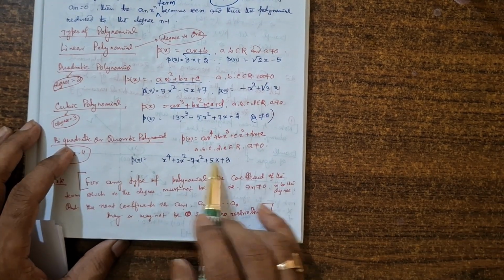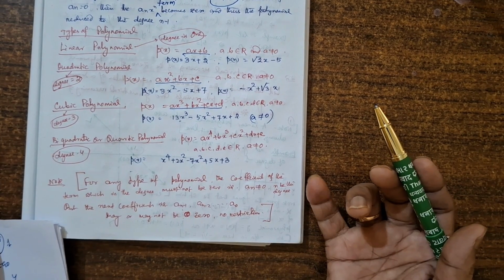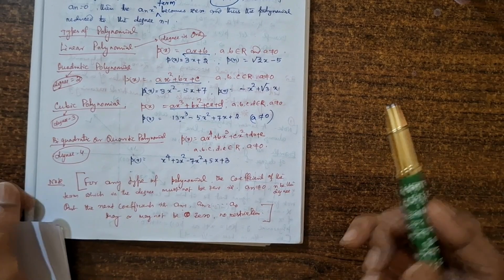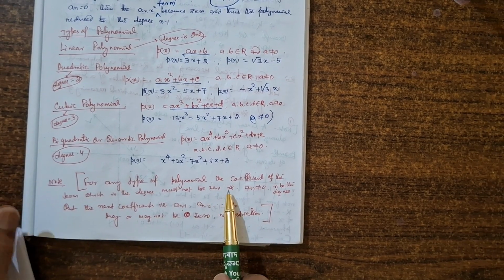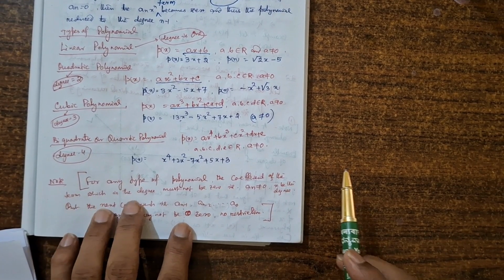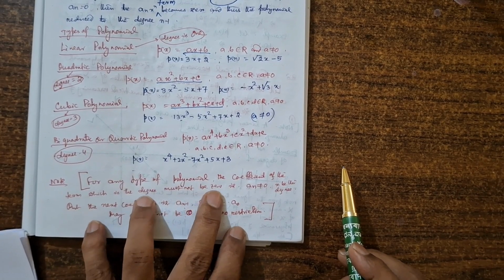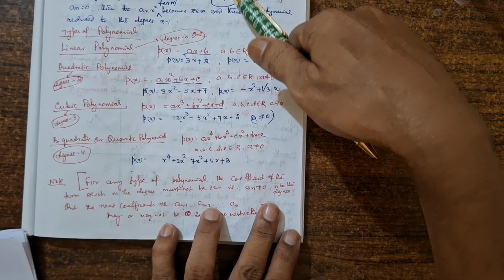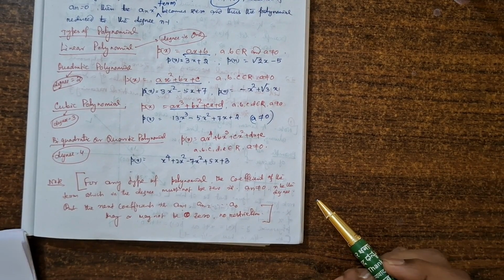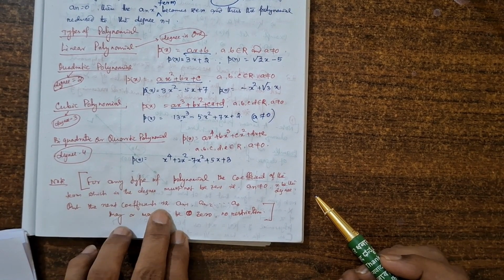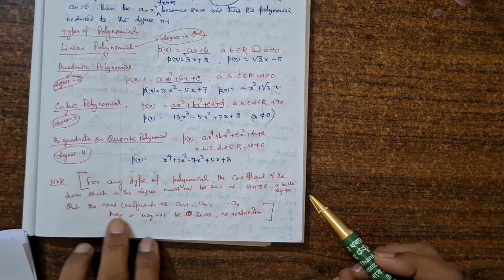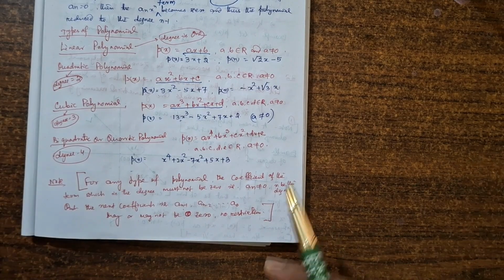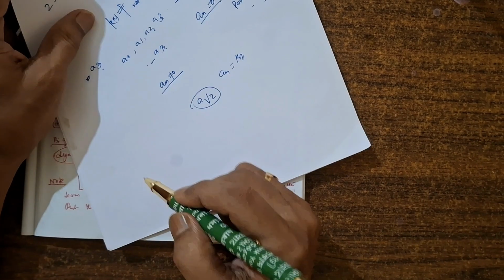For example, anyone can write anything, no matter, only the power should not be negative. For any type of polynomial, the coefficient of the term which gives the degree must not be 0. If an is equal to 0, as I have told earlier, then the degree reduces. But for the next coefficients, there is no restriction. If the next coefficient is 0, it is immaterial.